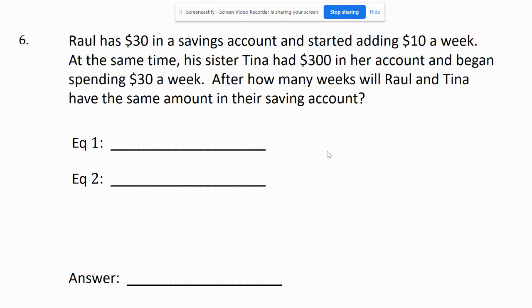Okay, Rawl has $3 in a savings account and started adding $10 a week. At the same time, his sister Tina had $300 in her account and began spending $30 a week. After how many weeks will Rawl and Tina have the same amount in their savings account?